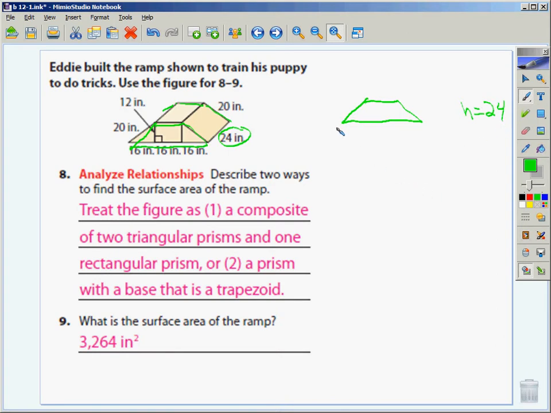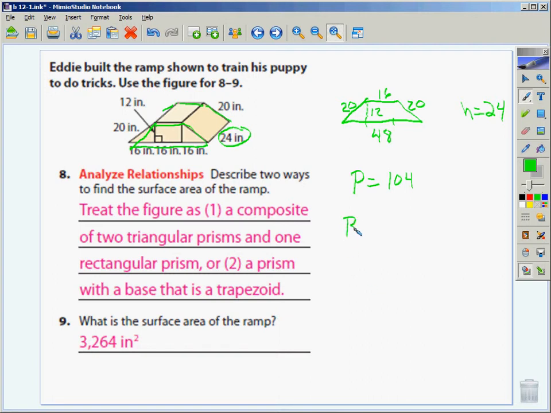This was 16, 16, and 16. So across the bottom, it is 48. This side was 20. This was 20. On the top was 16. And the height of this trapezoid is 12. Perimeter, 20 and 20 is 40, plus the 48, plus the 16. My perimeter is 104.